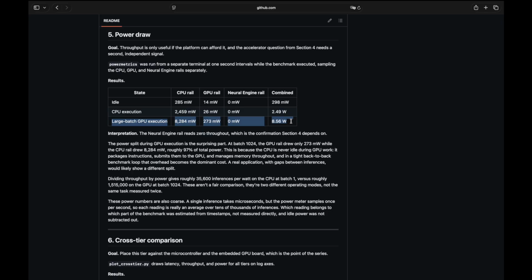My explanation is that on a unified memory architecture, the CPU does not go idle while the GPU computes. It encodes commands, submits them, synchronizes on results, and manages memory throughout. In a benchmark loop submitting calls back to back with no other work in between, that overhead becomes the dominant power cost. Dividing throughput by combined power yields approximately 35,600 inferences per second per watt on the CPU at batch size 1 and approximately 1,515,000 on the GPU at batch size 1024.